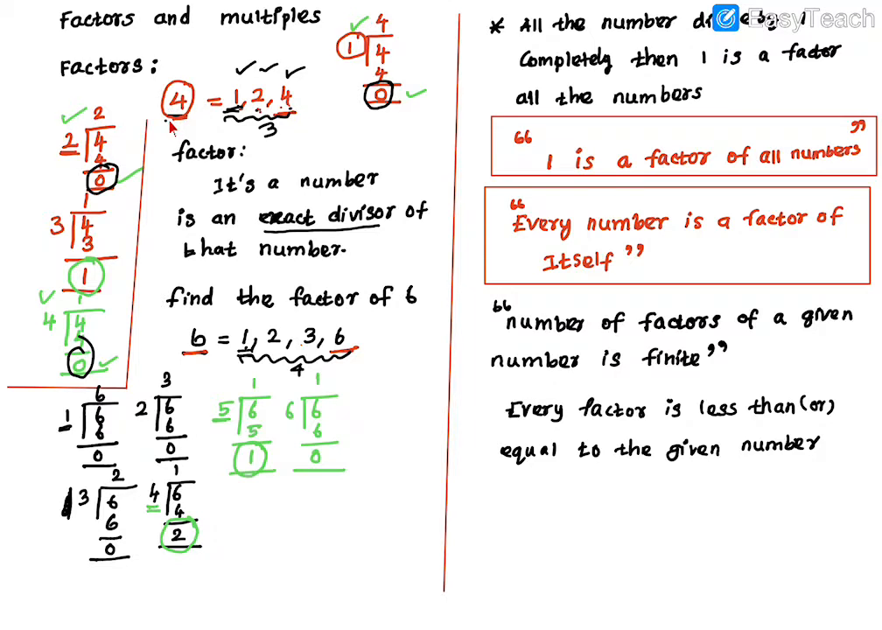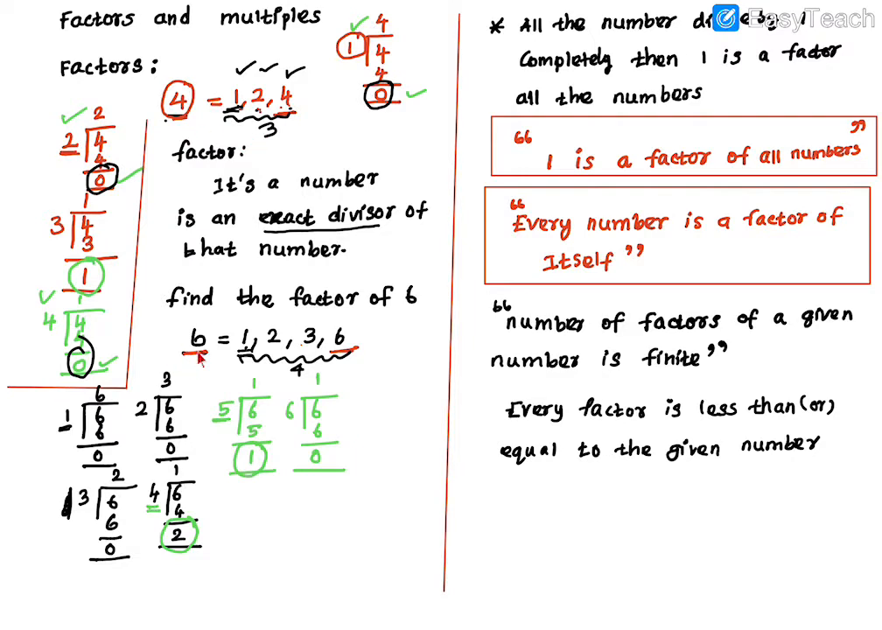So how many numbers came? 1, 2, 4. So 3 numbers. It should be less than, no? Am I right? So every factor, the 3 numbers are factors. Okay, 3 factors are there. So that means this is the given number. So the factor should be less than or equal to the given number.